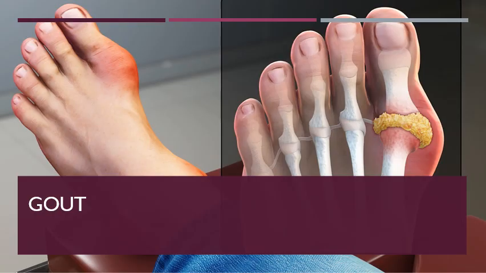Sometimes they need to decrease their acid in the diet, so that could be juices, that could be fruit, that could be red meats. And then there are some anti-gout medications that can be prescribed for this.